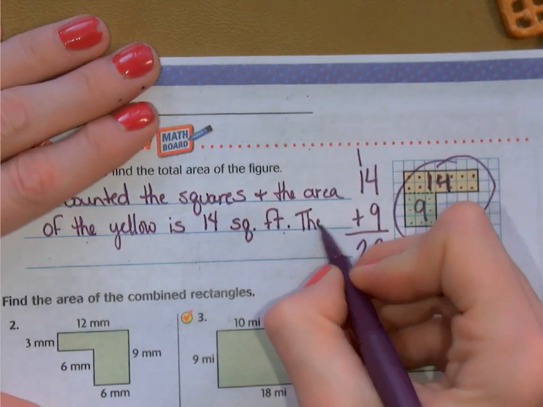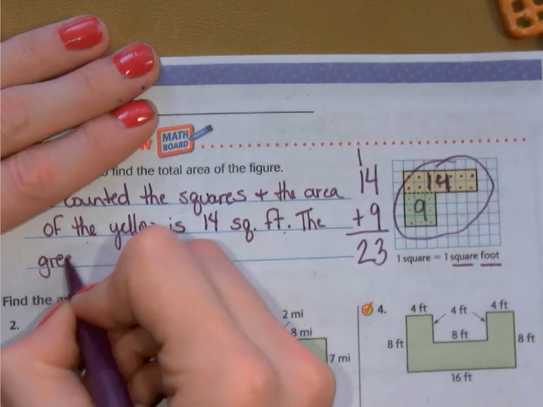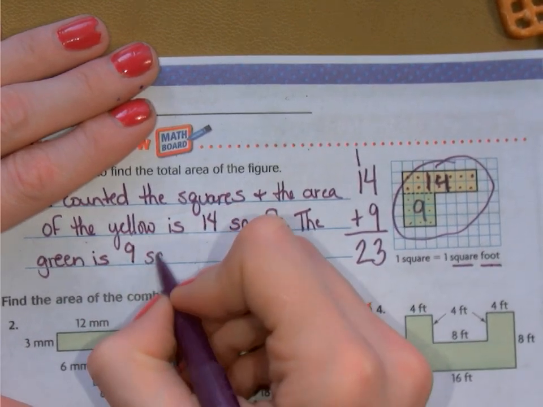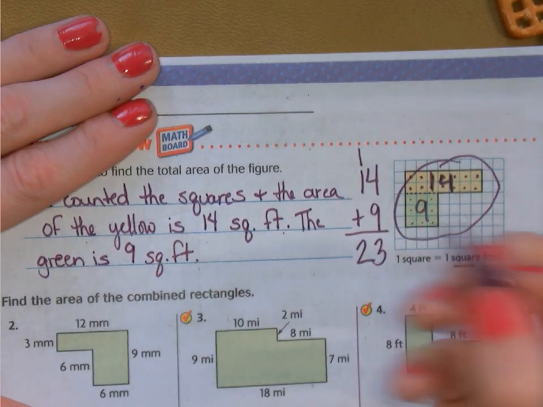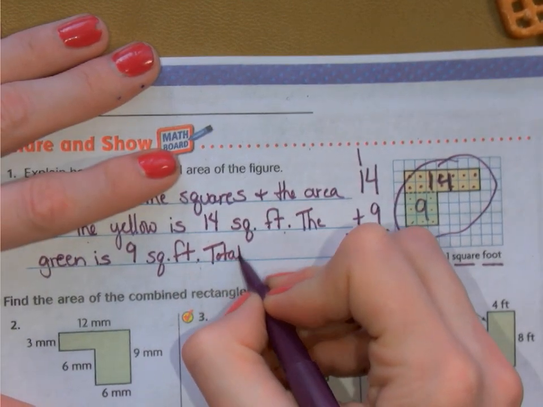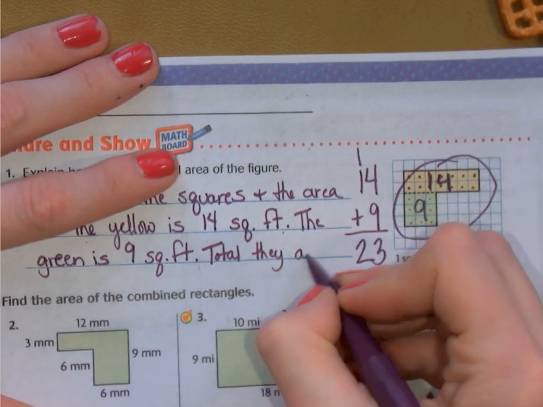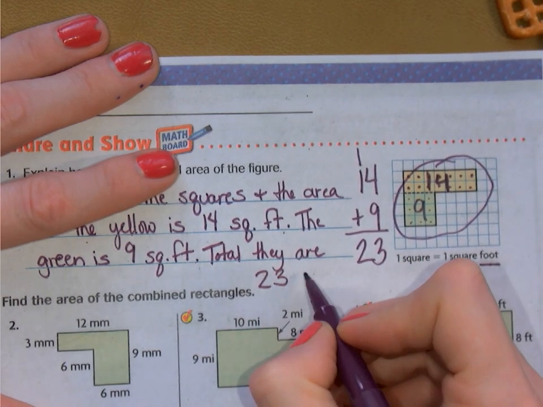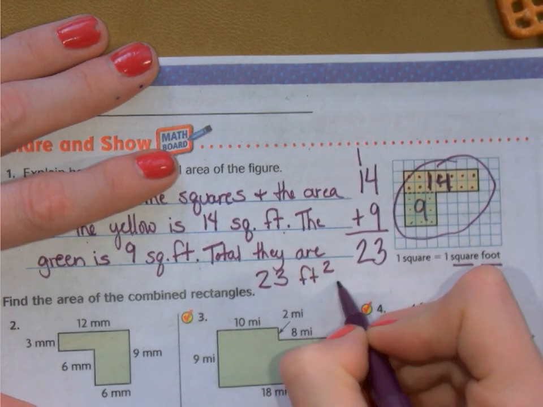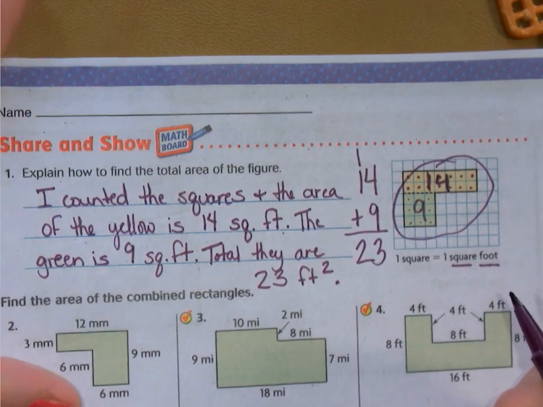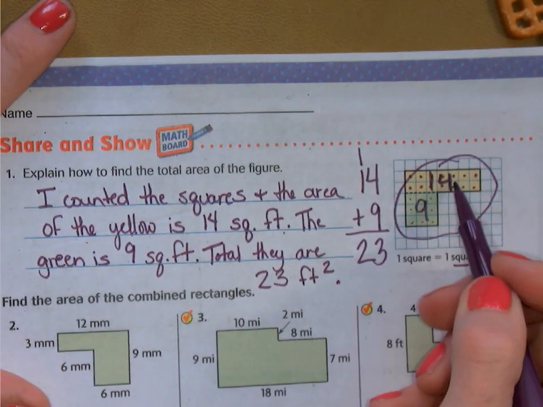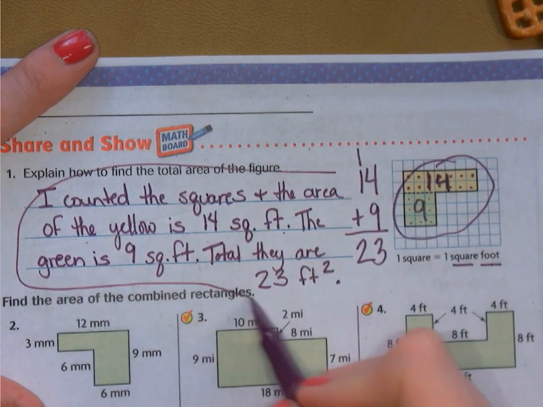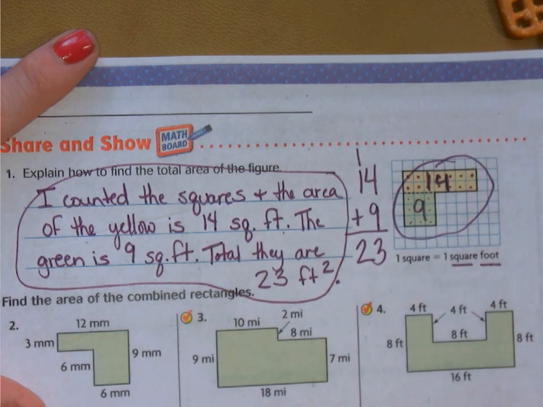The green is 9 square feet. Total, I'm going to run out of space. Right here it is, right? 23 square feet, or I can write it like this, square feet. It's the same thing. Okay, that's how we figured it out. We counted them. 14 square feet, 9 square feet equals 23 square feet. Okay, so get your answer in there. Pause it and catch up with me if you need to.